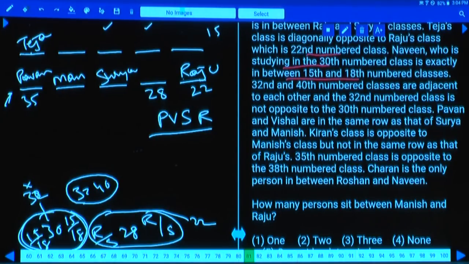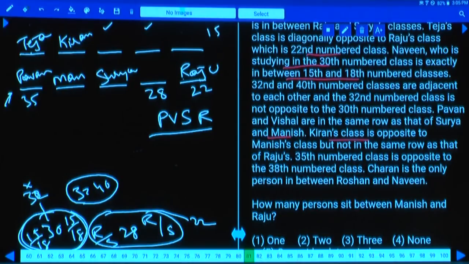Pavan and Vishal are in the same row as Surya and Manish. Kiran's class is opposite to Manish. Then who is Kiran here? Kiran's class is opposite to this one, and this person must be Kiran. If this person is Kiran, then 15, 30 and 18 must be together, isn't it? Naveen must be in between 30 and 15.